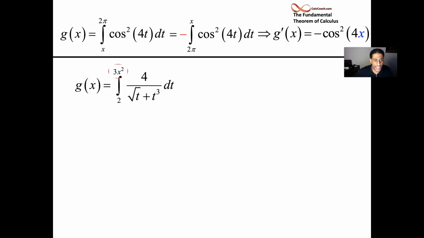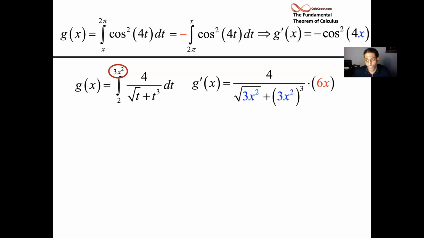Okay, we want to find the derivative of this. So what we recognize then is that that's not just an x. That's more than just an x. And so we're still going to do the same process, but instead of replacing the t's with x's, we replace the t's with the 3x squared, whatever the upper limit is. But you can't stop there. We have to then multiply by the derivative of the function that's there. That comes from the chain rule. 3x squared's derivative is 6x. Okay, that's g's derivative.